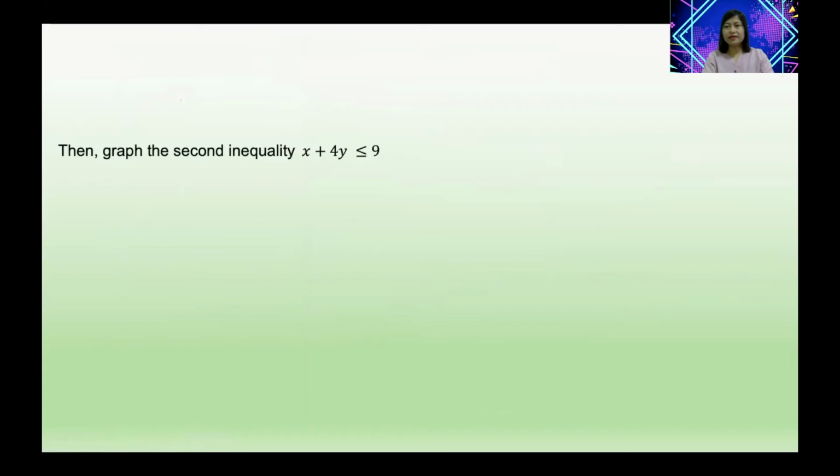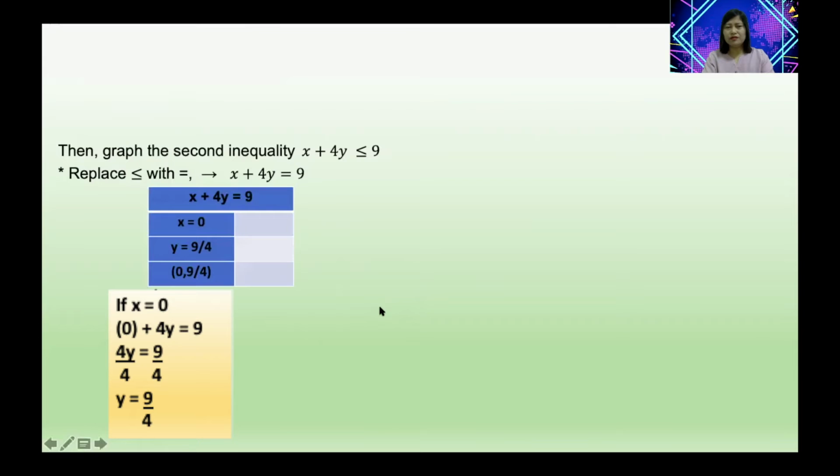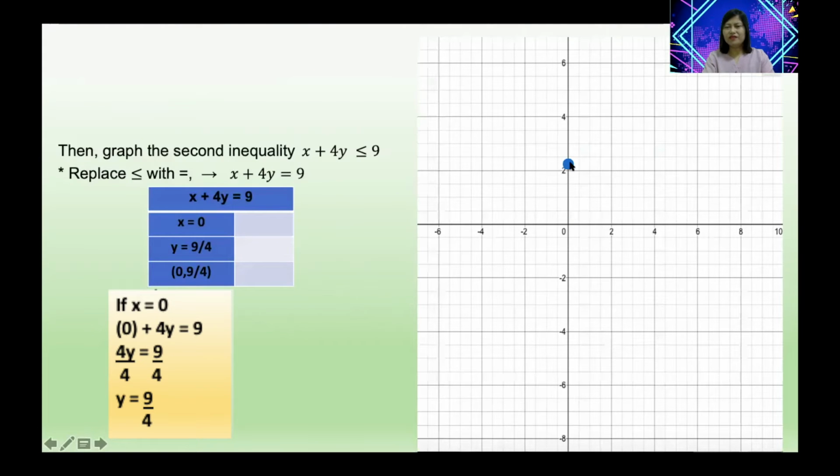Then, graph the second inequality. So the same procedure, replace the inequality symbol with equal sign. So we have the boundary line, x plus 4y is equal to 9. We use the intercept method in graphing. We will find the x and y intercepts. So if x is 0, our y is 9 over 4. So we have (0, 9/4). Plot. So we have here our y-intercept (0, 9/4) or (0, 2 and 1/4).